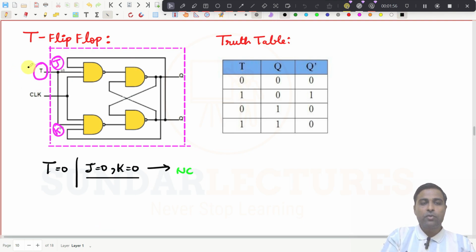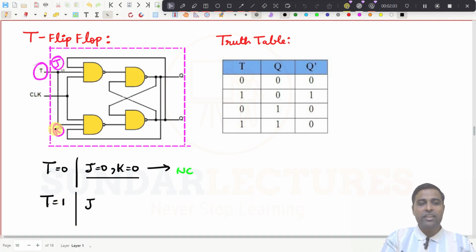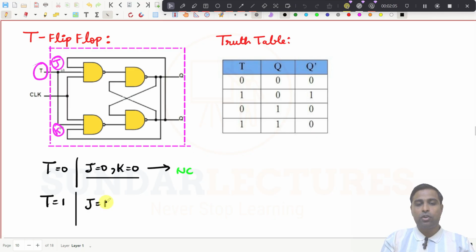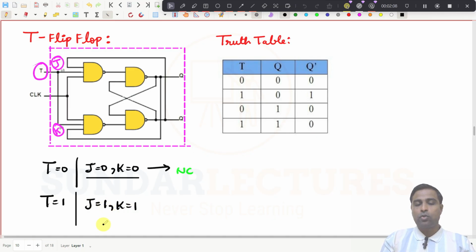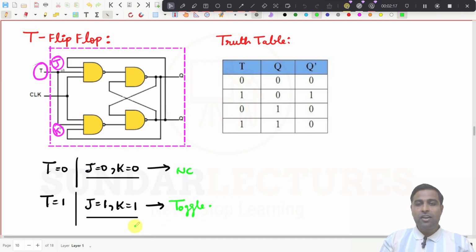And if I give T is equal to 1, what happens? J will get 1, K will get 1. So J is equal to 1, K is equal to 1. And what is this condition? J is equal to 1, K is equal to 1. It is a toggling condition, right? So in this flip flop, you have only two conditions. One is no change and one is the toggle condition.